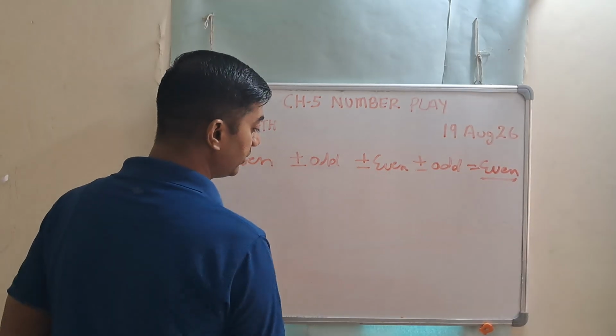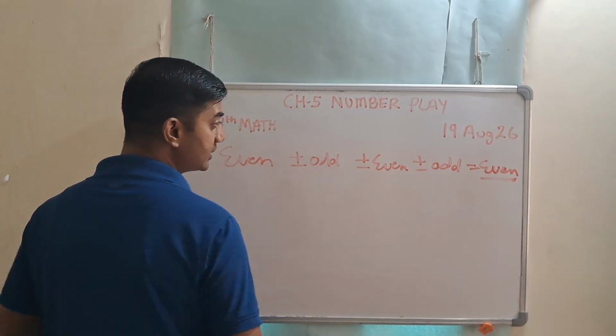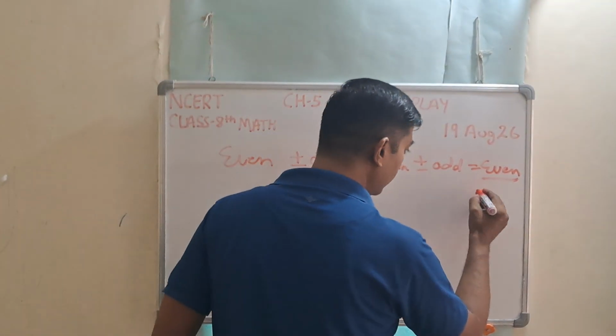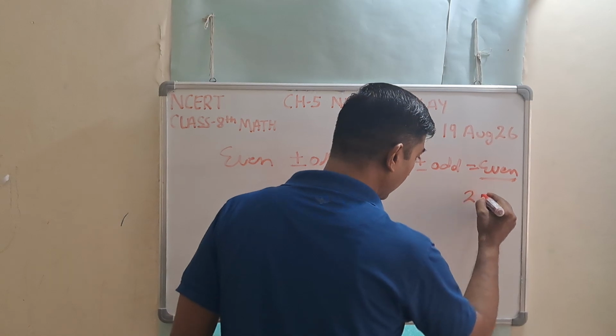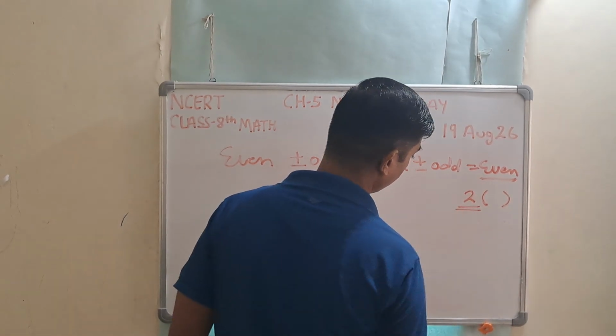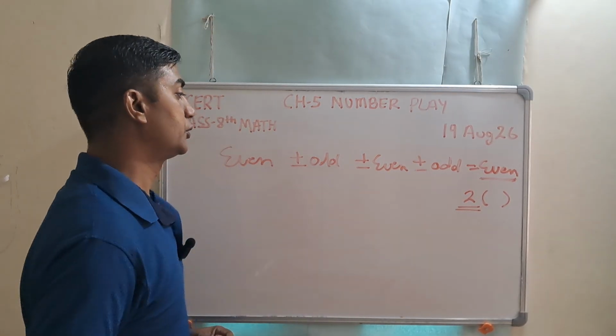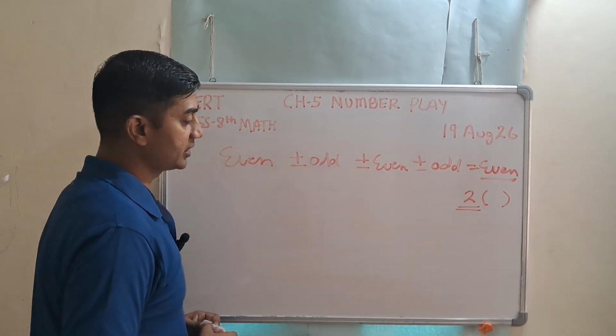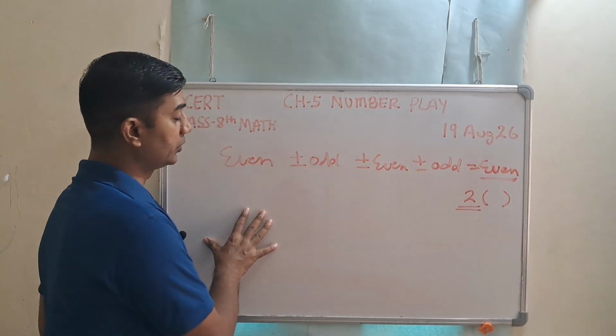And what does this even mean? This even means this is a multiple of some number, 2. So this is all about the discussion of today's class, students.